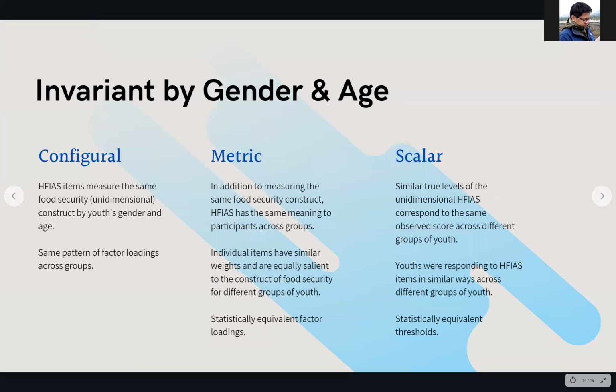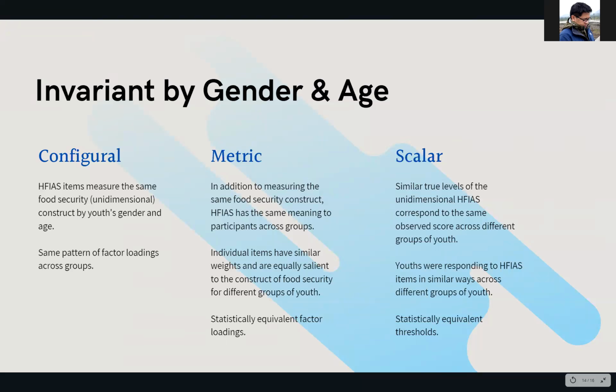So what do our results mean? We found that the Household Food Insecurity Access Scale is invariant by gender and age. Configural invariance means that we found the same pattern of factor loadings holds across groups. That is, the same 9 items measure the same food insecurity construct by youth's gender and age.